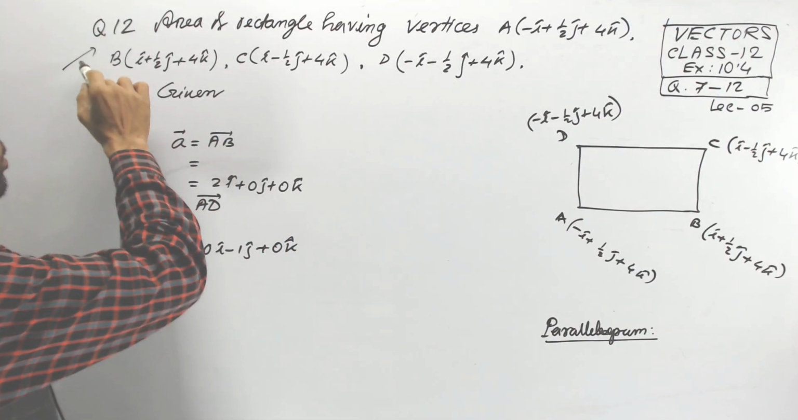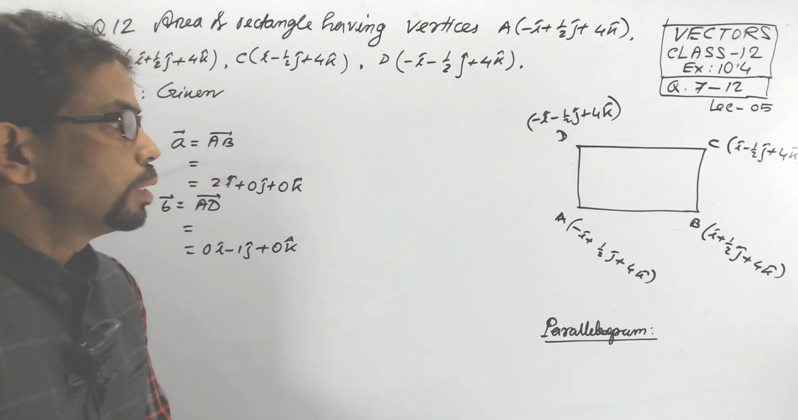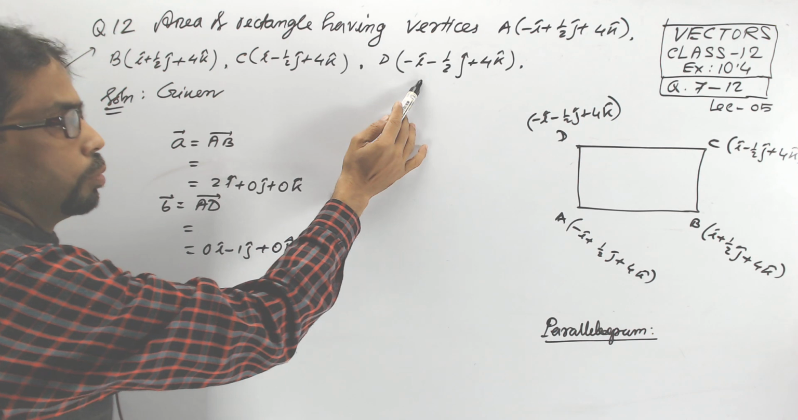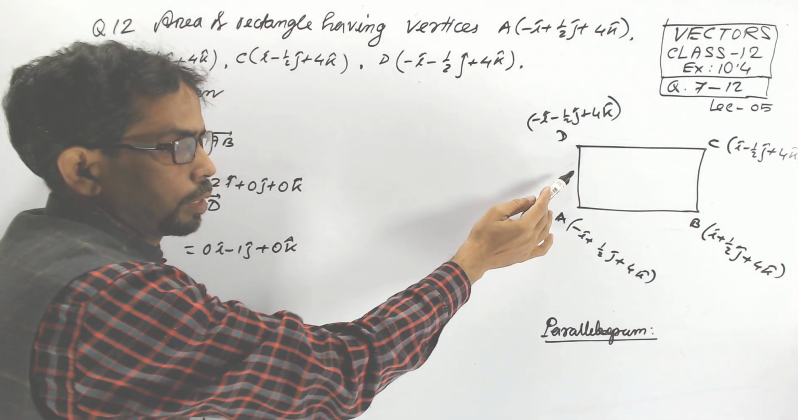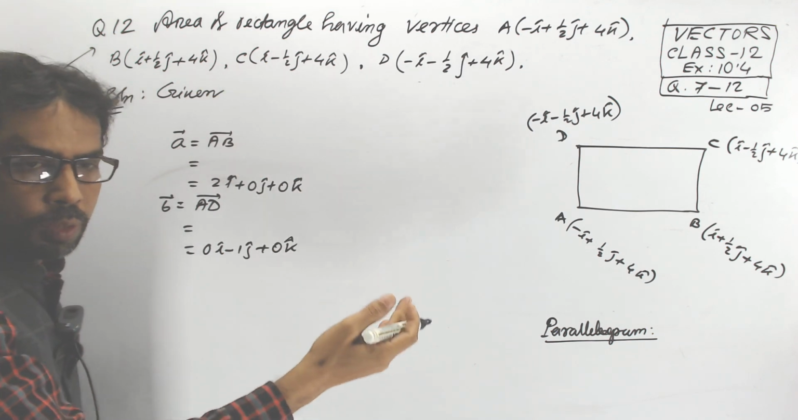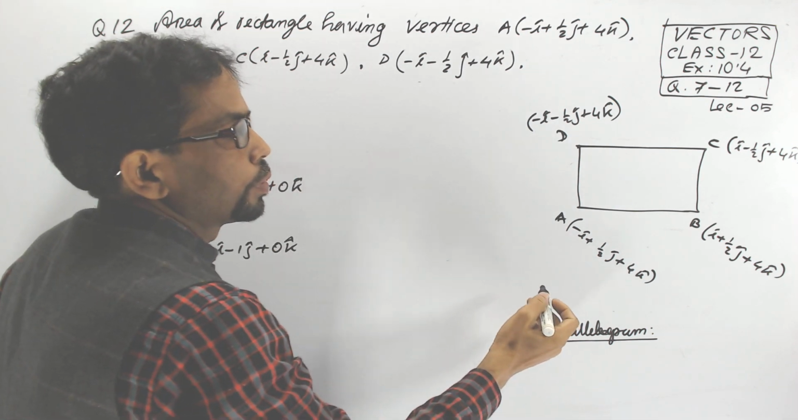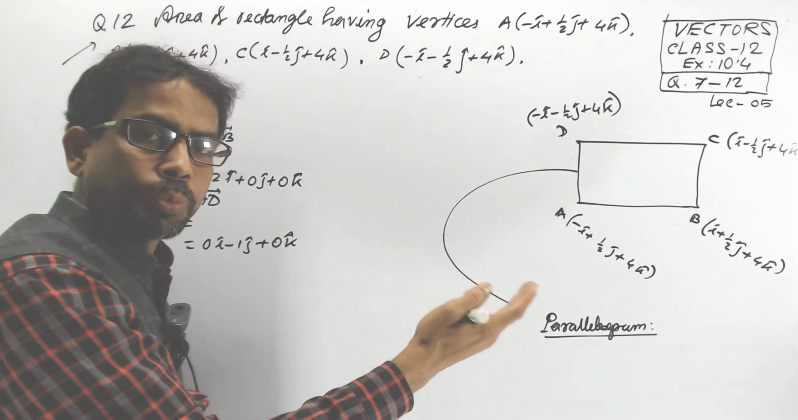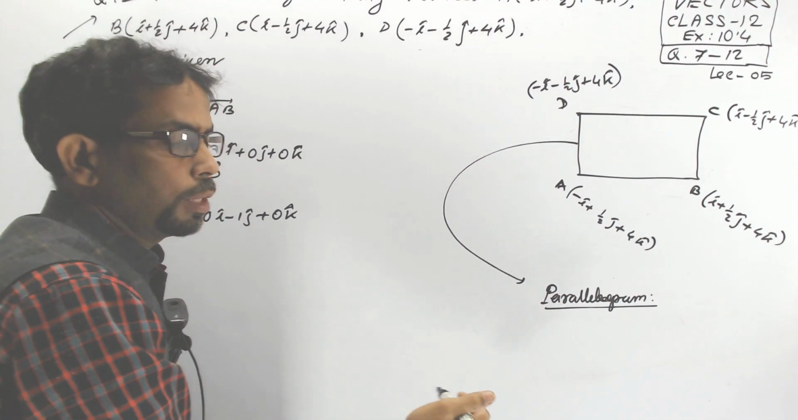Question number 12, the last question of this exercise. Given four points A, B, C, D, which are the vertices of a rectangle, you are asked to find the area of the rectangle. These are given in vector form, so obviously we are going to use vectors. A rectangle is a parallelogram, since in a parallelogram opposite sides are parallel, so a rectangle is also a parallelogram.